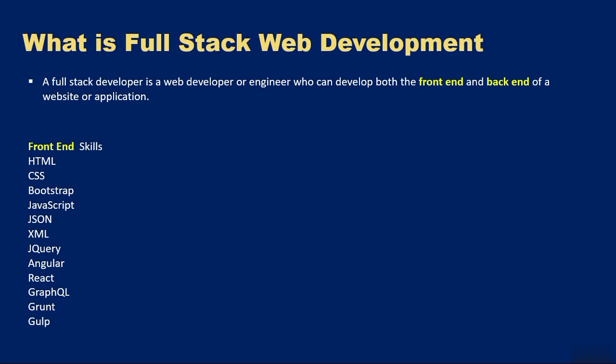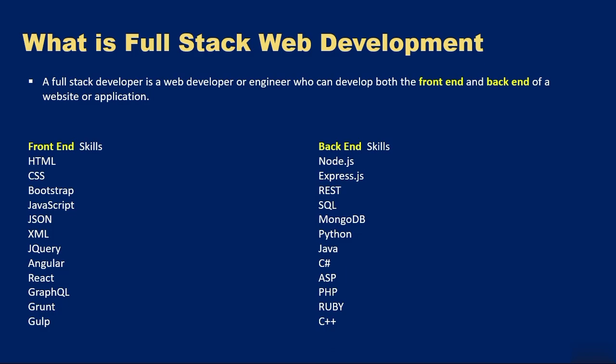You also need the back-end skills, and back-end skills includes things like Node.js, Express.js, REST, Python, Mongo, ASP, and so on. So depending on your type of project, you can use any of these back-end skills to build or develop the project. So if you have any of these back-end skills and some of the front-end skills, that should give you the ability to develop full-stack web applications and become a full-stack web engineer or developer.